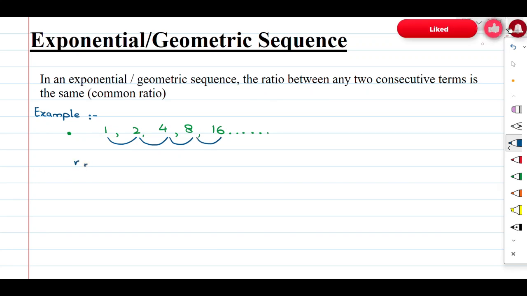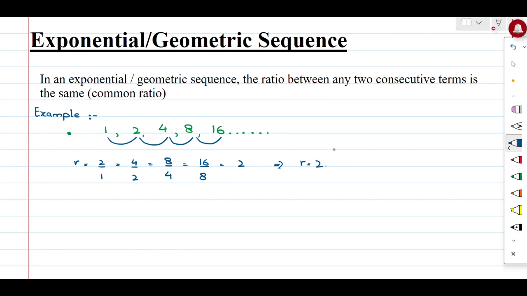So R is the common ratio, which is 2 by 1, and 4 by 2 is also 2 by 1, or 8 by 4, or 16 by 8, meaning the second term divided by the first term. So everything is equal to 2. So the common ratio in this geometric sequence or exponential sequence is 2. So we name the common ratio as R, right?